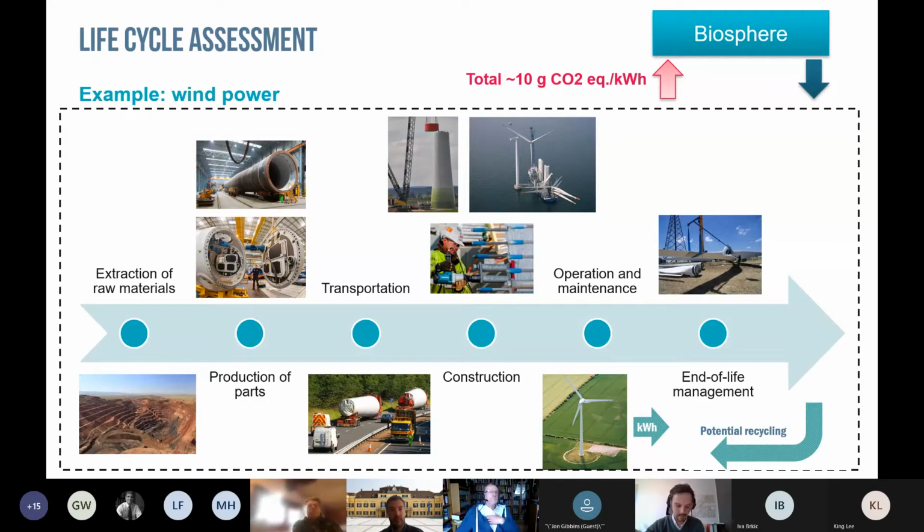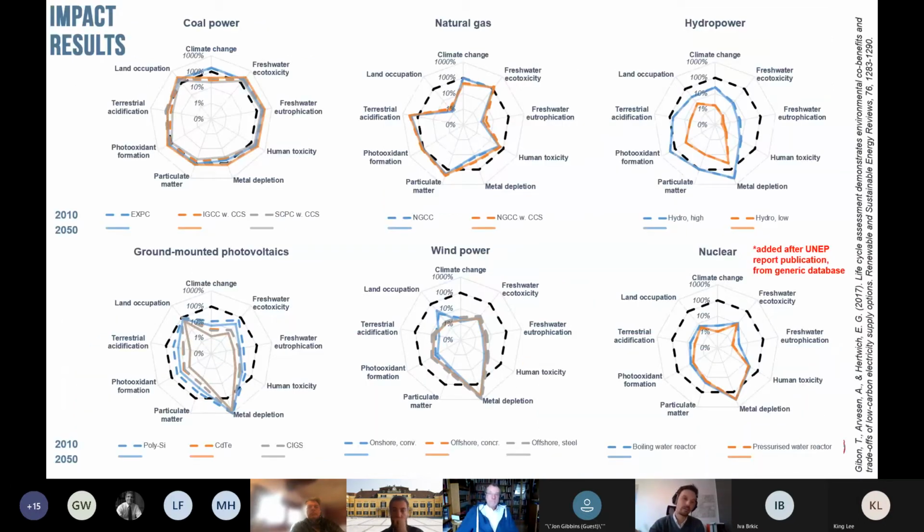So in this UNEP report, we ended up covering these technologies and have pretty much a picture, an environmental profile of each electricity production technology for 2010 and 2050. So you have this profile for different indicators from climate change, freshwater ecotoxicity, freshwater eutrophication, toxicity on humans, also material depletion, and some others. Here it's compared against the global grid of 2010.